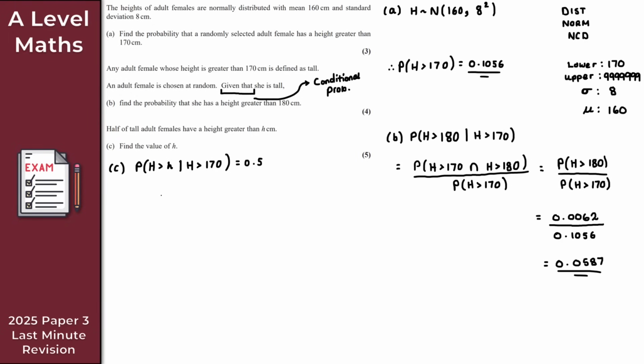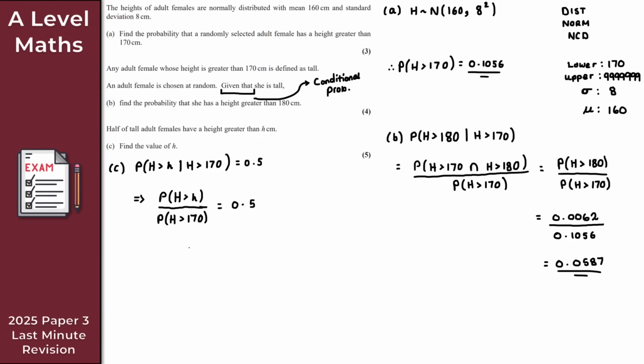So putting that all together then, what I get here is the probability then that H here is greater than little h. This is all over the probability then that H is greater than 170. And this here then is equal to 0.5, right? So this here is just a simplification of the conditional probability formula, this formula here, okay?